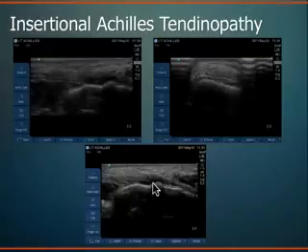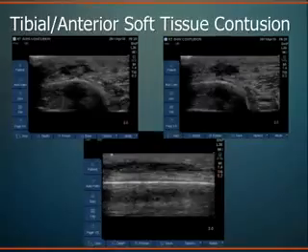This was not anisotropy. As I move the probe around, that discrepancy stays there. That's a localized fluid collection, disruption of the insertion. And insertional Achilles tendinopathy is a very common diagnosis and very easily visualized on ultrasound.